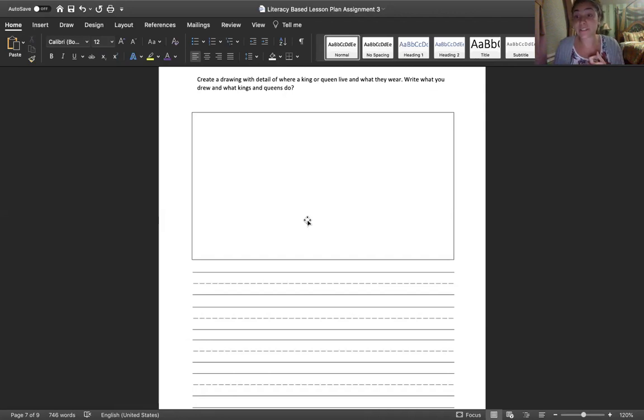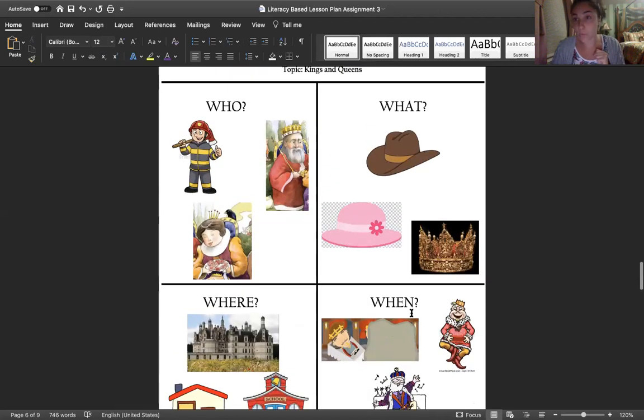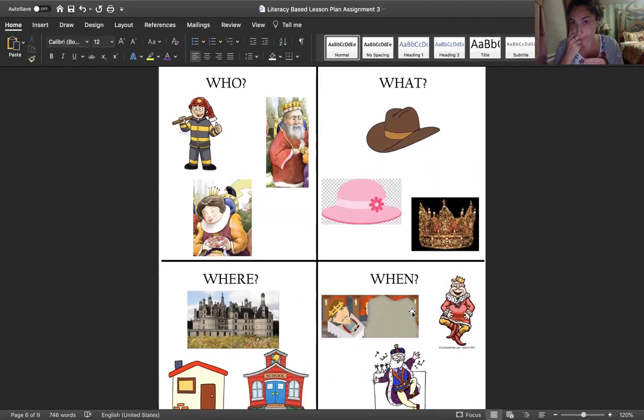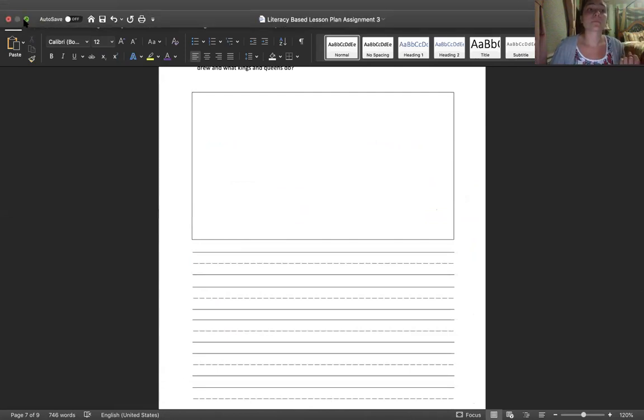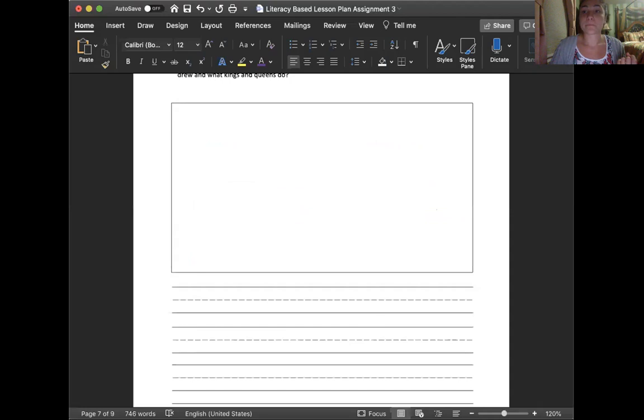That's really all I want from this lesson. That's all the Common Core standards ask for these students: to answer who, what, where, and when questions based on kings and queens. So if it ties in any of these aspects and they write it down right over here, then they met those standards. So that's my lesson in summary.